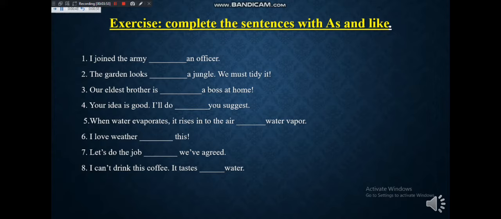Remember, you're going to use as or like to complete the sentences. I joined the army as or like an officer. The garden looks like or as a jungle. We must tidy it. Our eldest brother is as or like a boss at home. Your idea is good. I'll do as you suggest or like you suggest. When water evaporates, it rises into the air as water vapor or like water vapor. I love weather like this or at this. Let's do the job as we've agreed or like we've agreed.